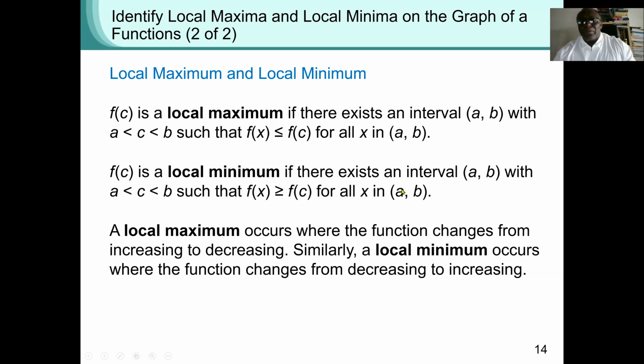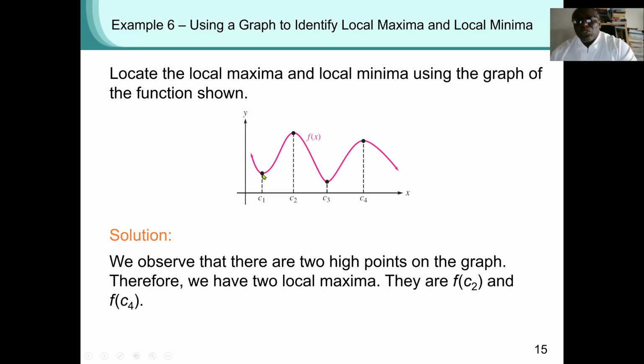So a local maximum normally occurs when the function changes from increasing to decreasing. It's at the top when the parabola opens downward. When you open upward, then we have a local minimum. So a local minimum occurs when the function changes from decreasing to increasing. In this example, at C1, we have a local minimum, from decrease to increase. Then at C2, we have a local maximum, from increase to decrease.